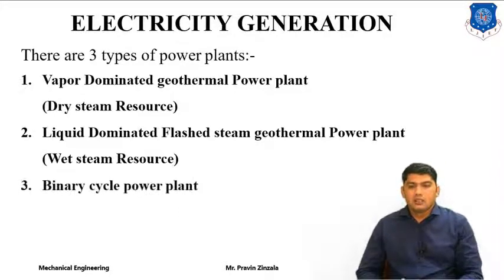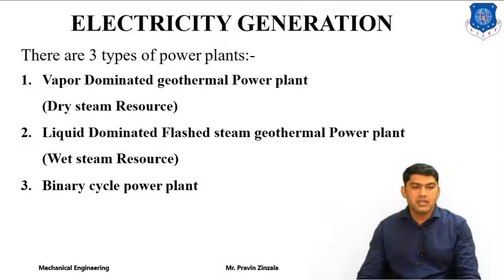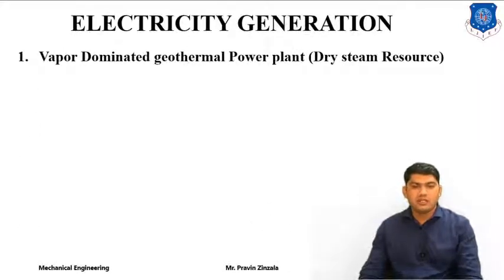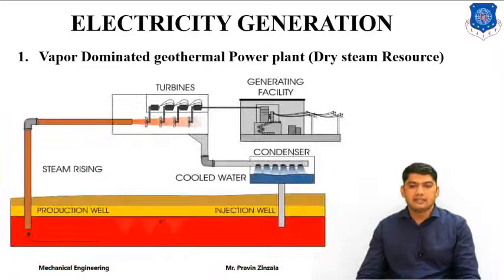And the third one is the binary cycle power plant. In the next slide, we will discuss the step-by-step methods of generating electricity from geothermal energy. The first one is the vapor dominated geothermal power plant, or dry steam resources. This is the basic diagram of dry steam resources, where we get dry steam or vapor from the earth due to the geothermal energy.